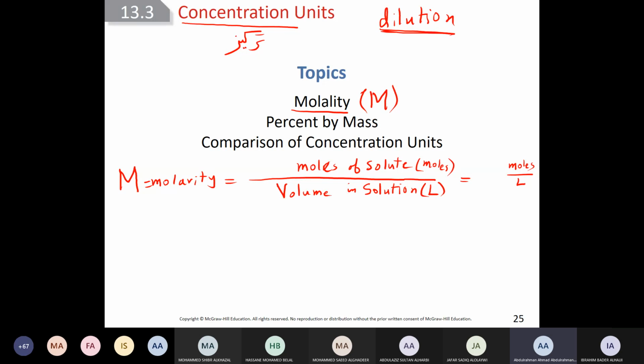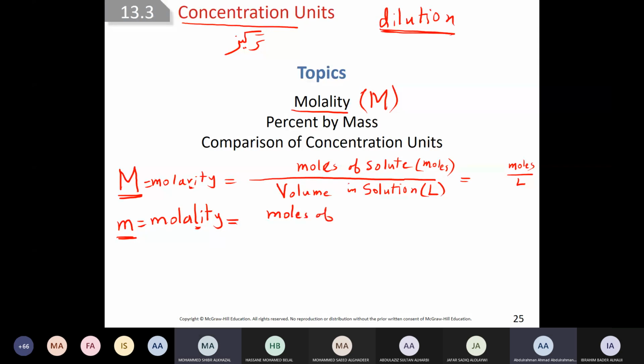It's called small m, and it's called what? You know it. Molality. What's the difference between this one and this one? It is over the gram, I mean the mass, not the volume. This one is called molarity. This one is called molality. And what is molality? You have to memorize this now.